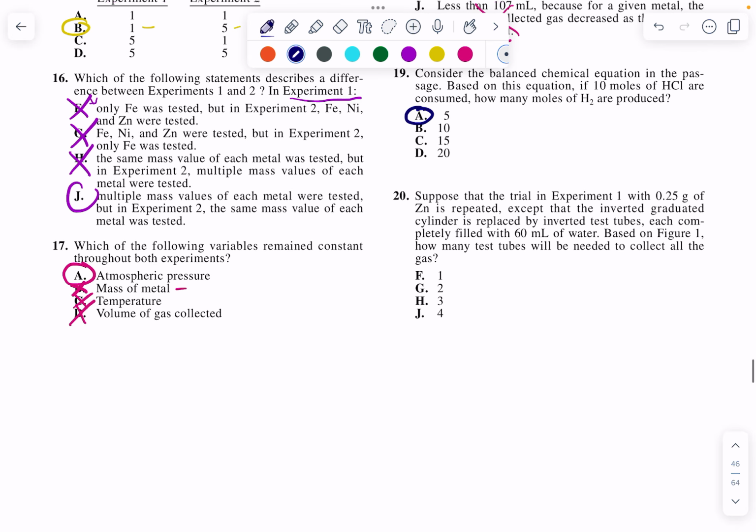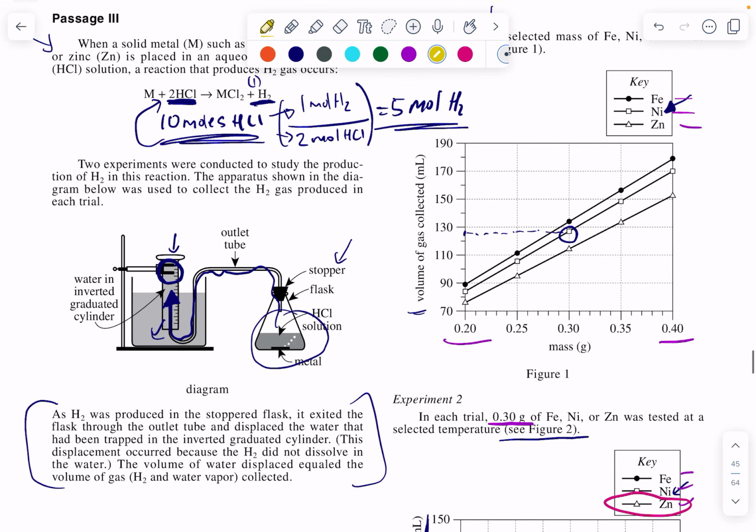All right, number 20 here. Suppose that the trial in experiment 1 with 0.25 grams of zinc is repeated, except that the inverted graduated cylinder is replaced by inverted test tubes, each completely filled with 60 milliliters of water. Based on figure 1, how many test tubes will be needed to collect all the gas? Okay, so they're just saying, hey, basically how much gas is there? Asking us in a weird roundabout way of saying how many test tubes do we need? So let's take a look at 0.25 grams of zinc in experiment 1. So 0.25 grams, zinc is our triangle one.